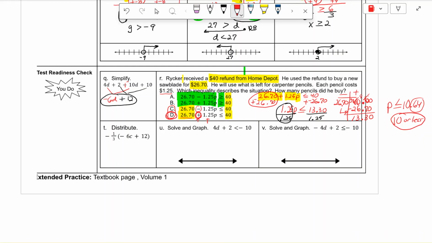All right, now it's time for T. It says to distribute. Notice there is no equal sign and no inequality. It's called an expression. Pause the video and try it now.